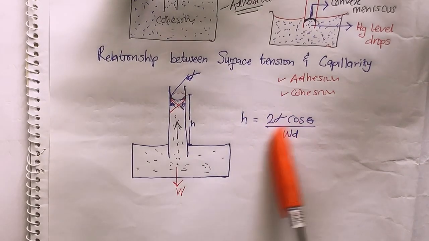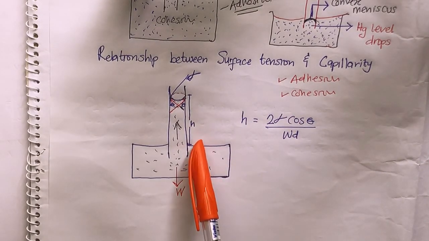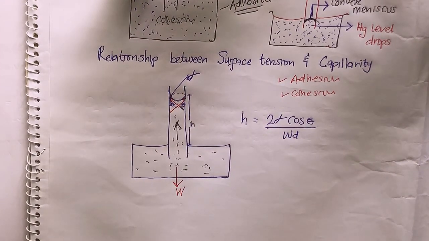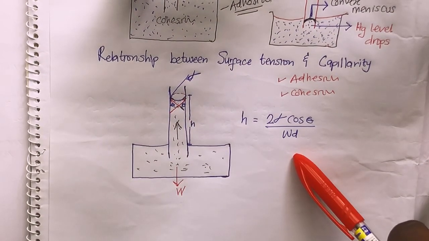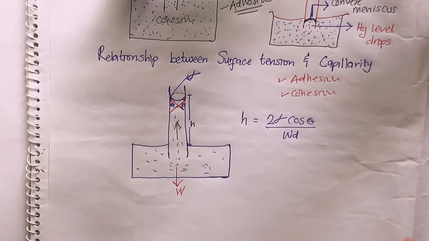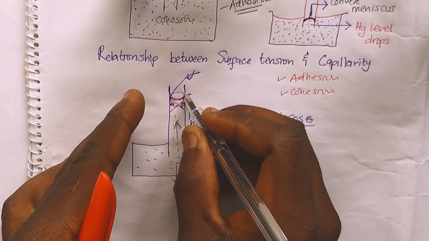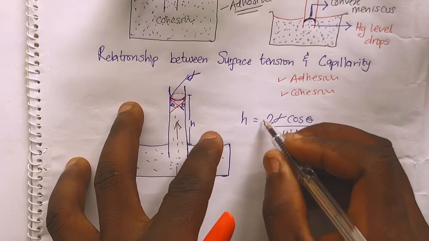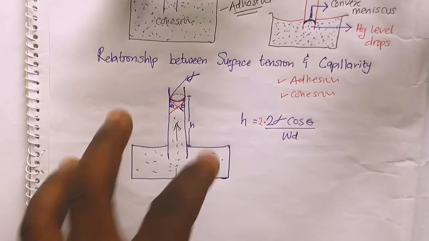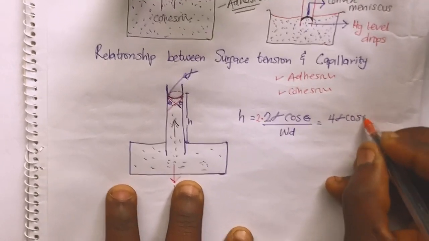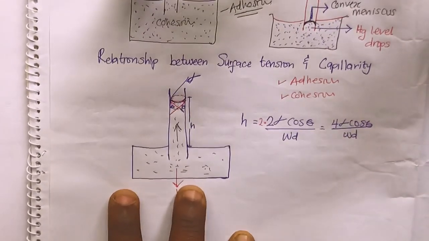So now looking at this very well, it shows that the height of the water is directly proportional to the angle of the contact, and directly proportional also to the surface tension, but inversely proportional to the weight of the fluid. Now looking at this very well, since I'm having 2 gamma here, there is one angle here, right? There is one at rest here, and there is one at rest at the top. So this will be 2 multiplied by 2 gamma cos theta. So I will be having 4 gamma cos theta over WD. Can you see this now?